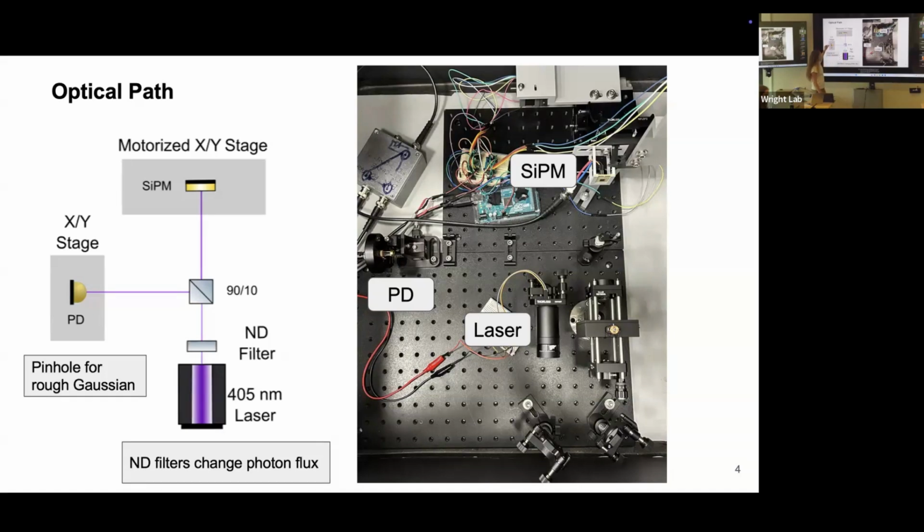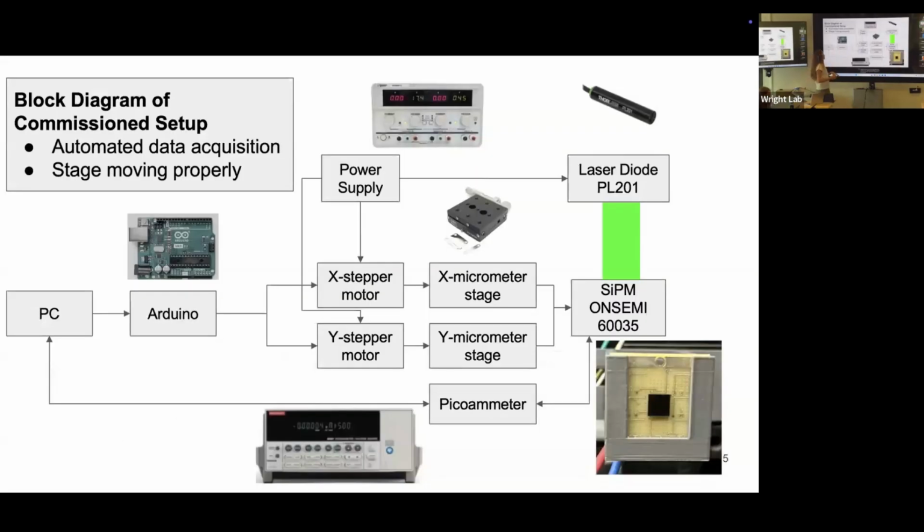The PD is mounted onto a manual XY stage just so that I can center it at the beginning of the trial. And the SiPM is on a motorized XY stage because that's how we're going to actually scan the SiPM. It's important to note that I'm using a laser because it's monochromatic, meaning one wavelength, and both the PD and the SiPM's responsivity is dependent on the wavelength. That's a picture of my actual setup.